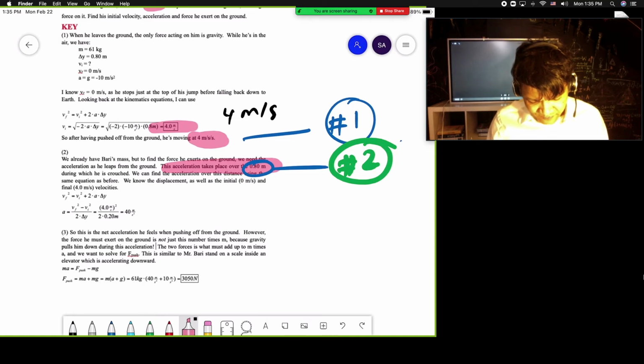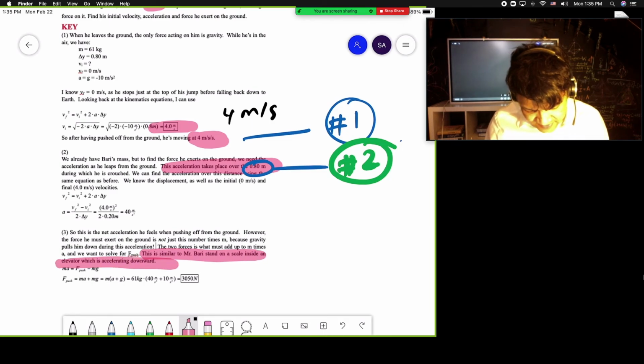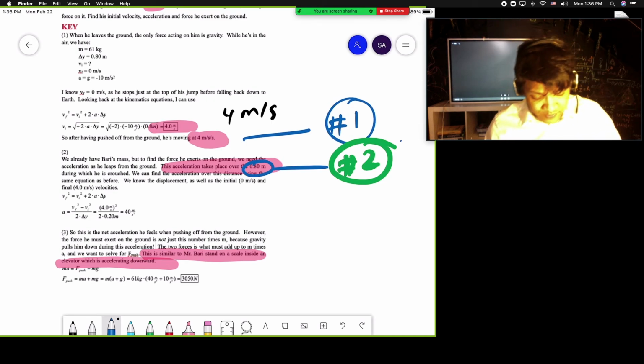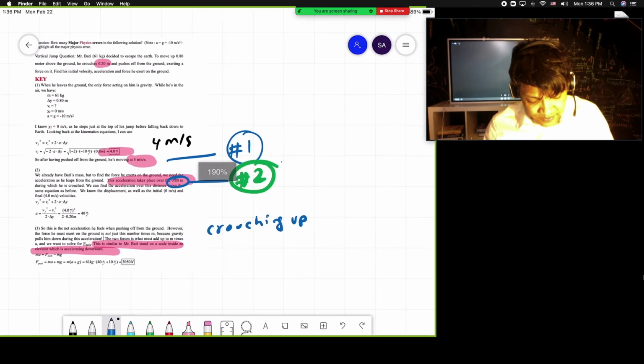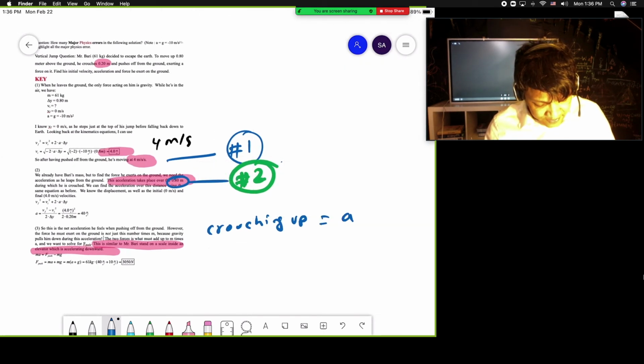All right, let's see whether we can find any other mistake. In answer number 3, I see a mistake over here, and this is when the person is jumping up. It says this is similar to a body standing on a scale inside an elevator that is accelerating downward. Now, when the person is crouching up, this is not similar to the elevator accelerating down. This is similar to the elevator accelerating up.